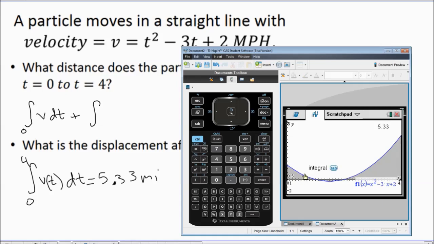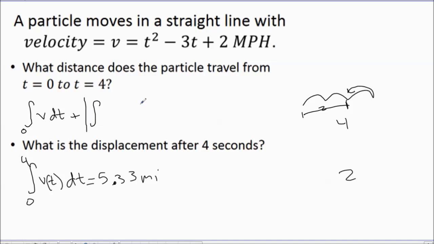I don't know the number, but I know that it would be positive because it's above the axis. What about this one? We know that would be negative because it's below the axis. And so what I need to do over here when I'm writing this out, I need to put this second one in absolute value because it's negative and we're wanting the absolute value for the distance, for the total distance. So |v| dt, and again, I don't know my bounds yet.